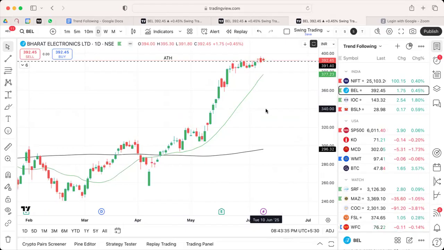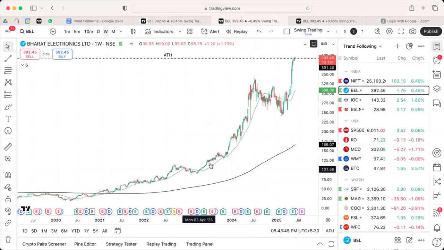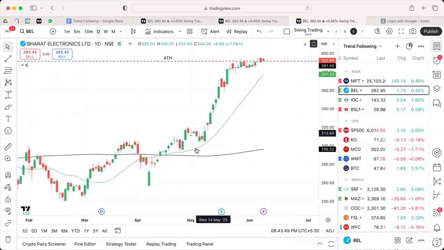Okay, now what do you do if this is the case? Well, as I said earlier, first check the monthly, make sure that the 20 is above the 200. Then check the weekly, make sure the 20 is above the 200. Then you go to the daily chart, make sure the 20 is above the 200. Okay, you got that much?